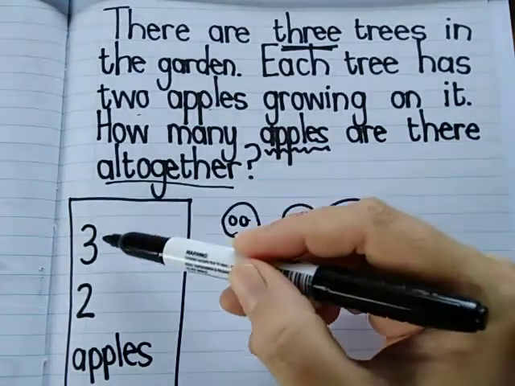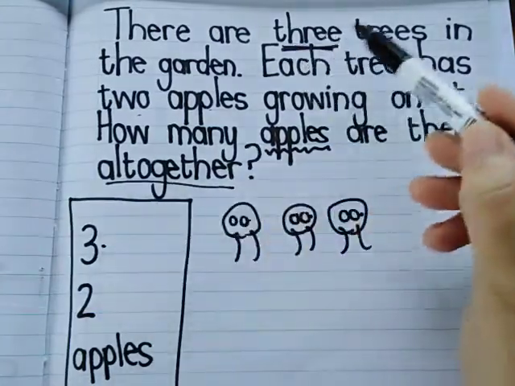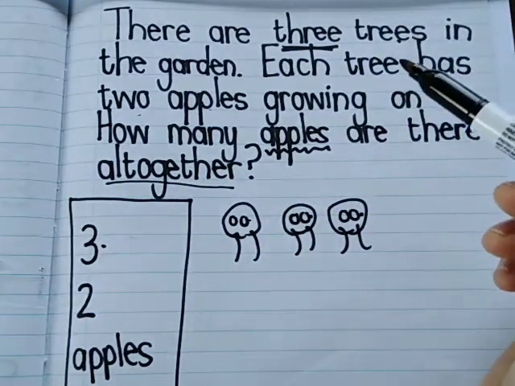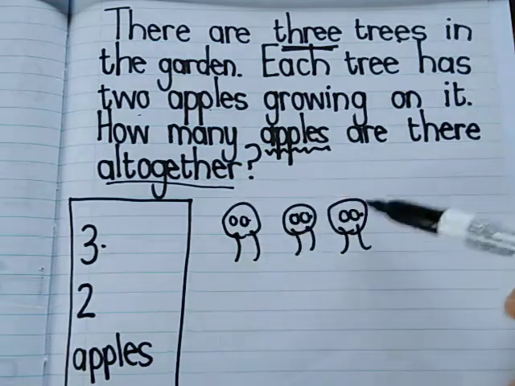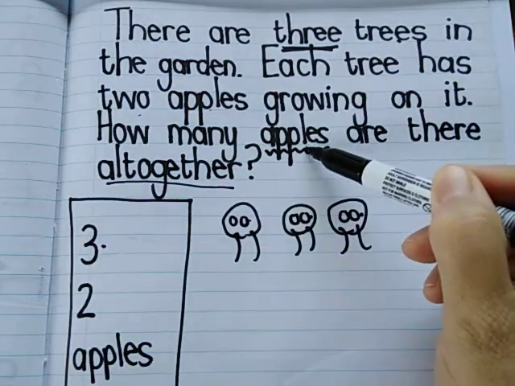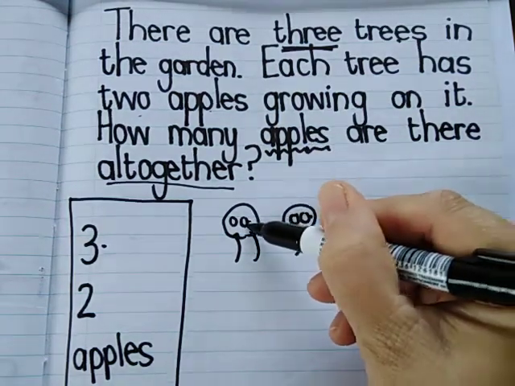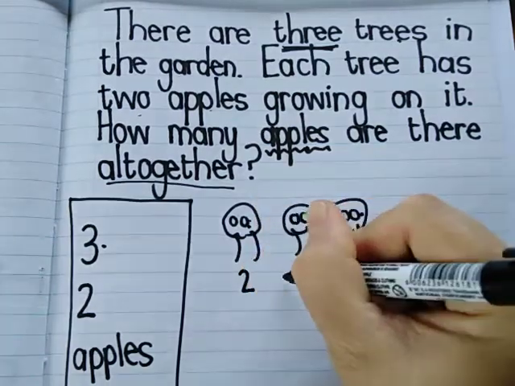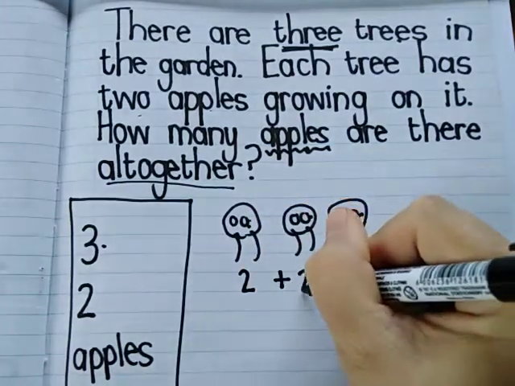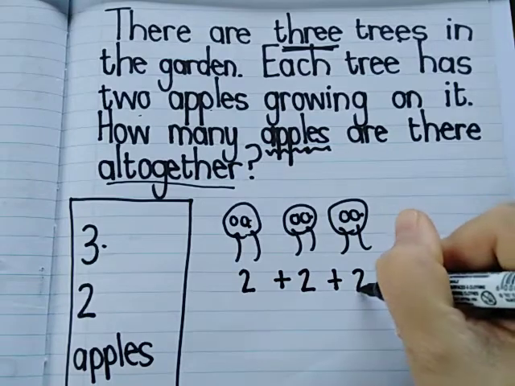We're not going to use the number 3 because number 3 shows how many trees. We don't want to know how many trees there are. We already know that. We want to know how many apples there are. So we're only going to look at apples. So we've got 2 there plus 2 there plus 2 there.